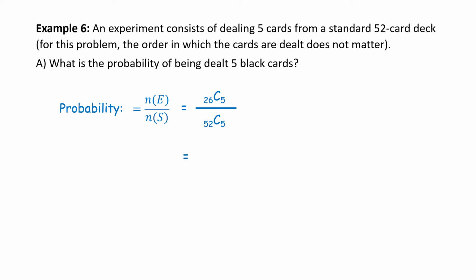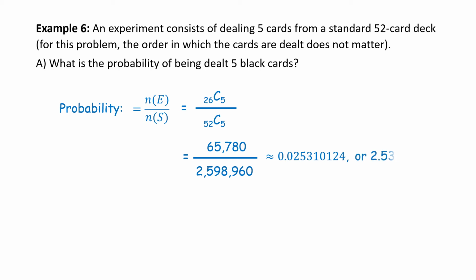Using your calculator, let's compute the events combination. 26 choose 5 is 65,780, and we'll divide that by the number of 5-card hands possible. That's 52 choose 5. Using your calculator, you should get 2,598,960. That's approximately 0.025310124. You can express this in percentage form as 2.53%.